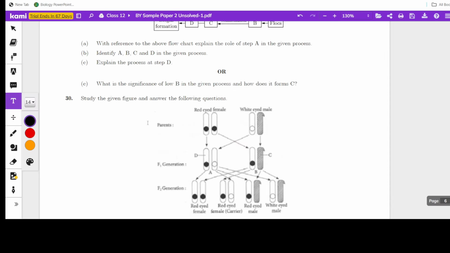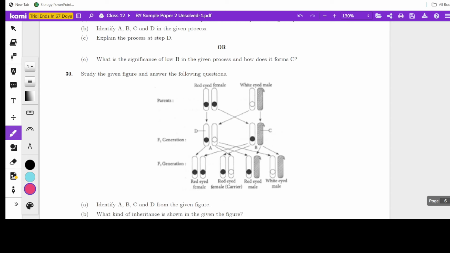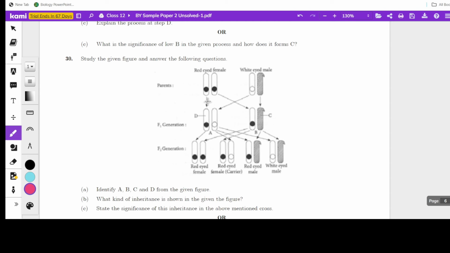Study the given diagram, the given figure, and answer the following questions. This figure shows sex-linked inheritance in Drosophila. Let's see it in detail. You can see a red-eyed female and a white-eyed male. Let's analyze the cross. One X from the father, one X from the mother, and Y from the father. So this is the daughter, and this is the son.